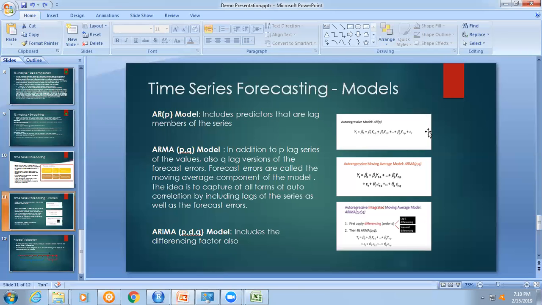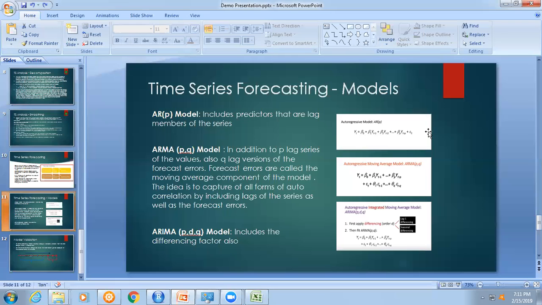Now, what happens in this model is, along with the autoregressive factor, they are also adding an additional set of lags of the errors. These are called the moving average components. So basically the idea is to capture all forms of correlation by including lags of the series as well as the forecast error.